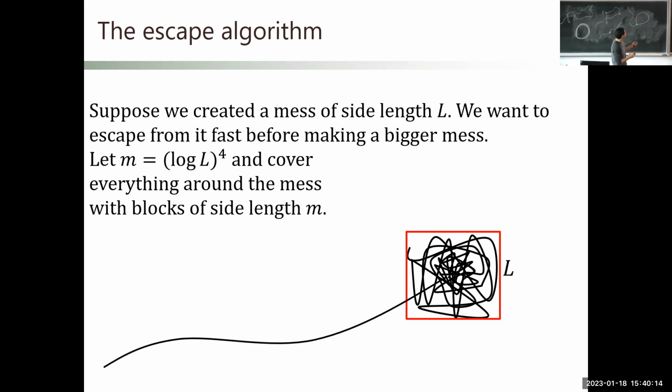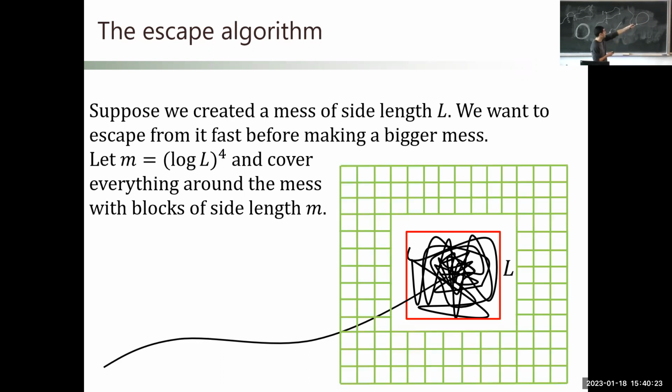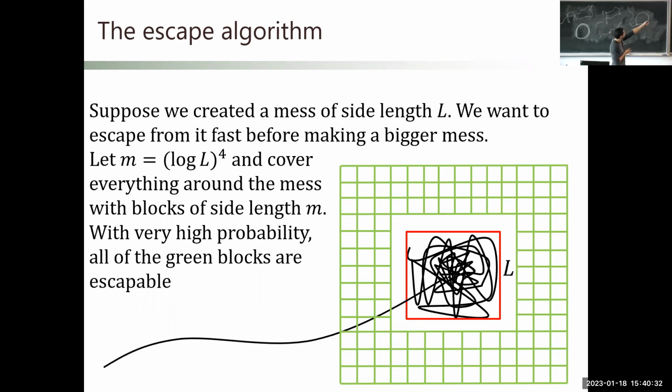So you take a smaller scale. Let's say a polylogarithmic scale. M is log L to the 4. L is the size of the mess. And you cover everything around the mess with little blocks of side length M. And then what you want to show is that with really high probability, all of these little squares are escapable. What does it mean to be escapable? It means that there is a cyclic walk that starts from within one of these and escapes far. And you want to show that all of them are escapable with high probability.